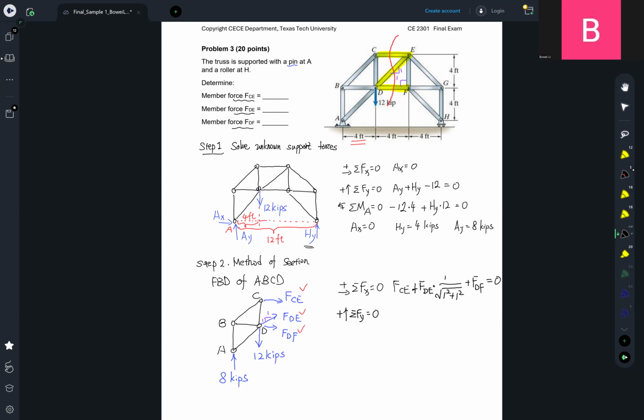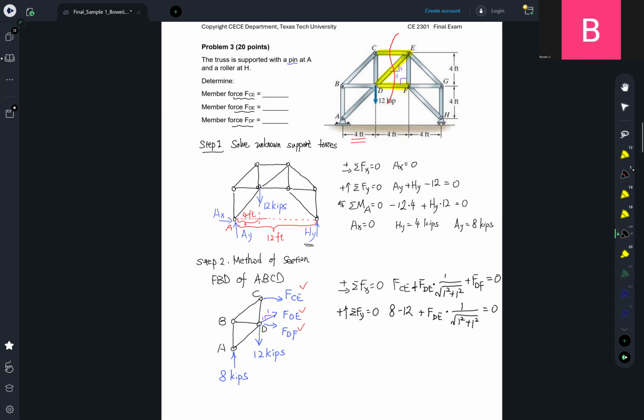And what do we have along the y direction here? If we look at the y direction, at A we have 8 going up, at D we have 12 going downwards, so it is negative here. And in addition to that, what else do we have? We have the y component of FDE going upward, and its magnitude equals the head 1 divided by the square root of the sum of squares of the base and the head of the small triangle, right? And it equals 0.